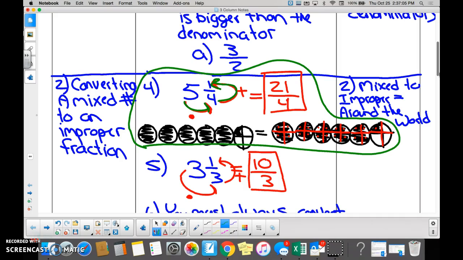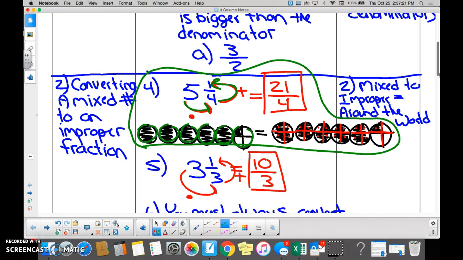We can all do that procedural thing. But Riley was able to explain to us that 5 1/4 is really 5 full pizzas and 1/4 of a 6th pizza, right? Yes or no? Yeah. But then I said, okay, Riley, what is 21/4? How are they the exact same?